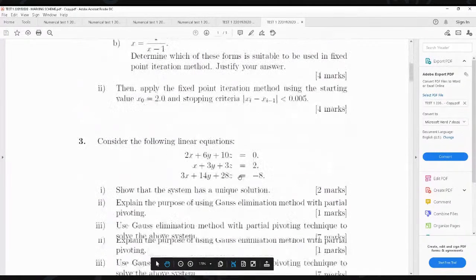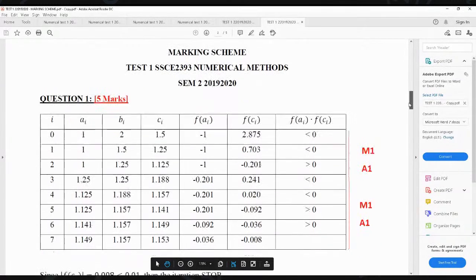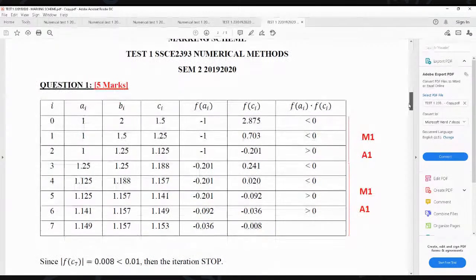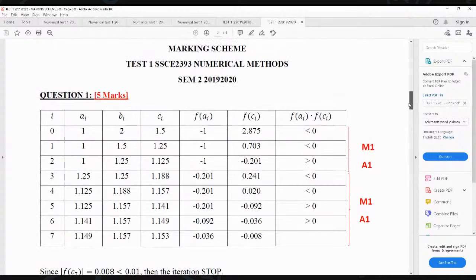You can go to the last part of this paper. The first part requests you to use the bisection method. When you use the bisection method, make sure that you find C. C is A plus B divided by 2, and then the sign of FA times FC or FB times FC is less than 0 or greater than 0. You can choose here. You can see here, they just focus on FA and FC only. So this is one of the techniques that can also be used.